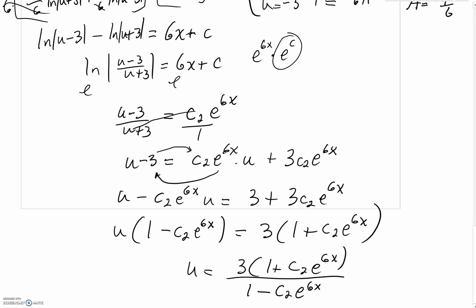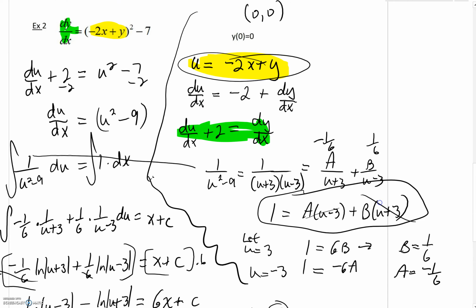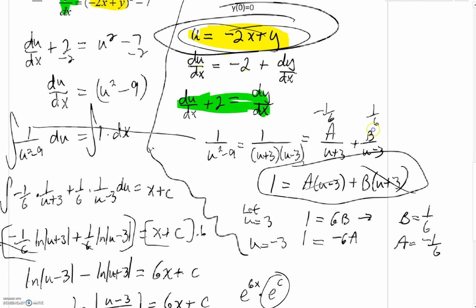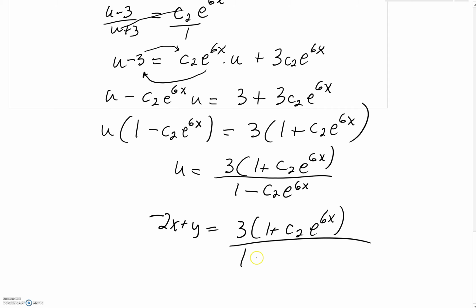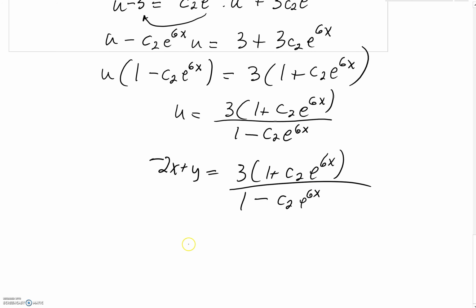Now, the thing is, u, as you might have seen earlier, was really negative 2x plus y. So we really have negative 2x plus y is equal to 3 times 1 plus the c2. And by the way, you could even just drop the subscript. You could just call it a c altogether. But solving for y then, you add a 2x, and you've got this right here.